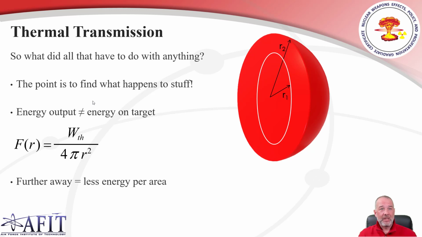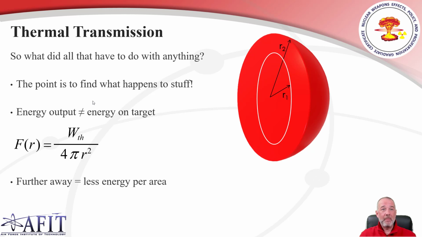So what did that have to do with anything, that stuff we just talked about? Well, we've been able to characterize our weapon in terms of its thermal output. But that thermal output doesn't really mean anything to us unless we think about it in terms of what it is going to do to stuff. And by do to stuff, I mean impart energy to people or buildings, anything in the environment.